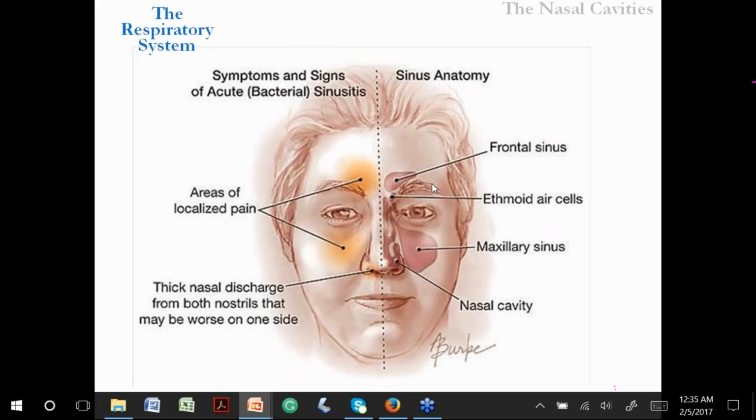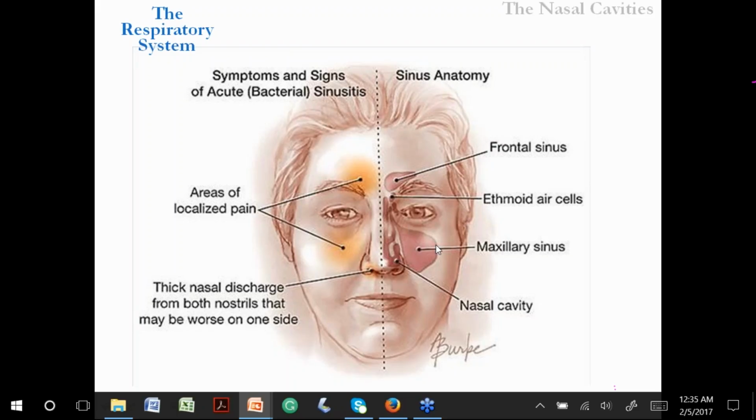So here we have the frontal sinus, which is going to drain into the nasal cavity. The ethmoidal sinus is going to drain into the nasal cavity. The maxillary is going to drain into the nasal cavity.